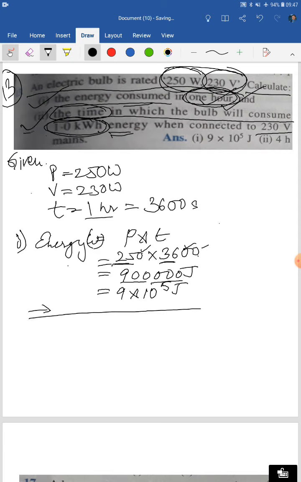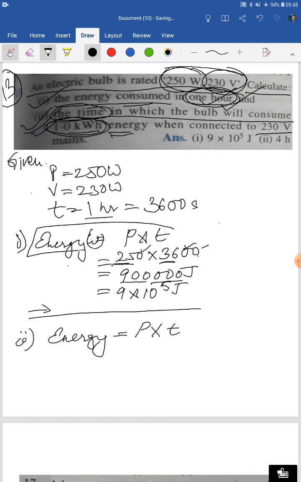Now the second part of the question. Let's see what we are asked to find. We are asked to find the time for the bulb to consume 1 kilowatt of energy. This is our question. We know the formula that energy is given by P into T, so we are going to use the same relation. Here energy is already mentioned in the question: 1 kilowatt energy equals power 250 into T. We have to find time.